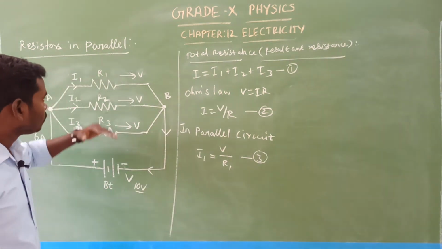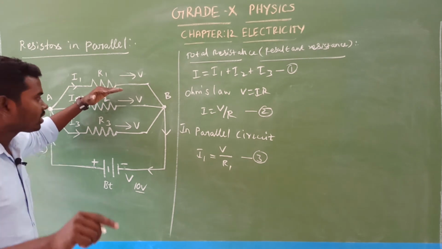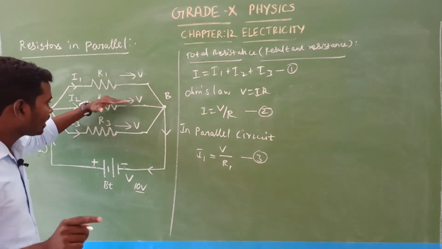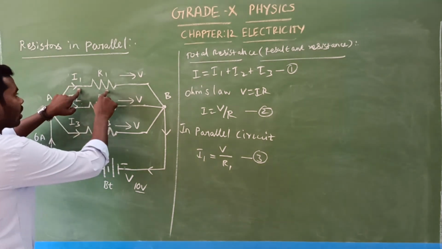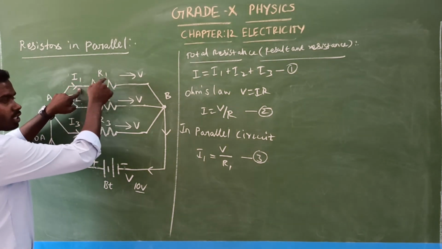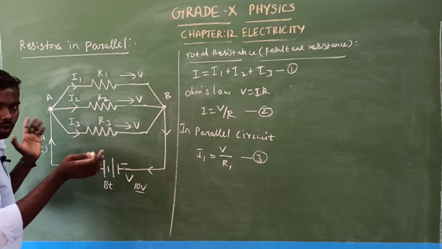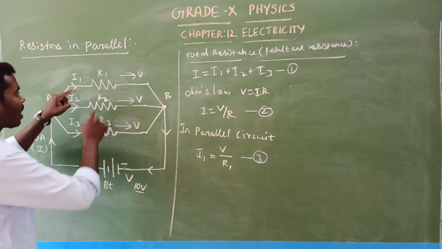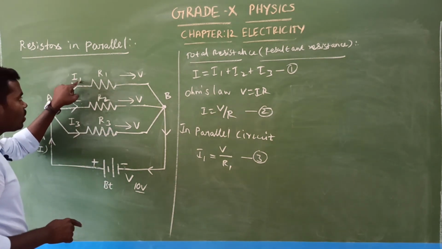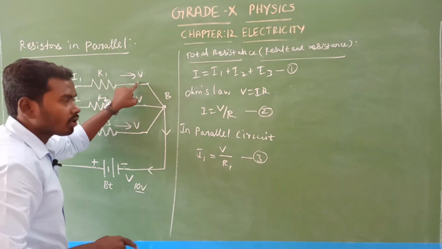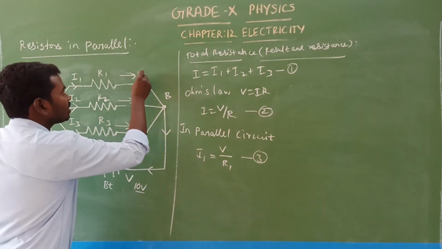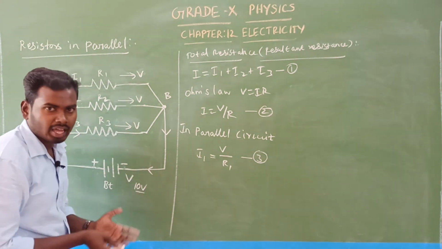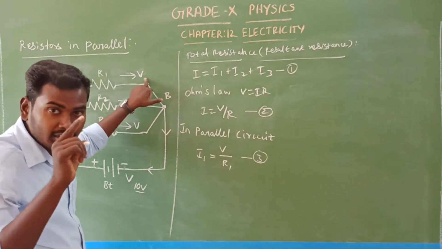Look at here. First you just consider the resistor R1 only. The remaining two resistors, you leave them. So across the resistor R1, I1 current is flowing, because we already know that in a parallel connection the current gets distributed. In a parallel circuit the potential difference remains the same, so the potential difference is just V. There is no distribution, only V.